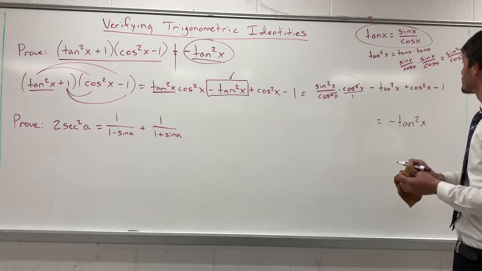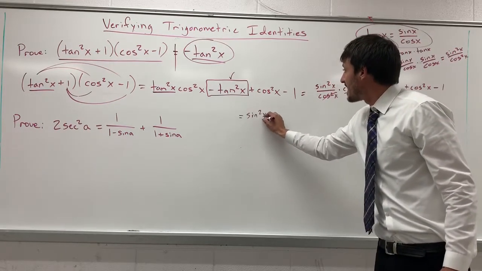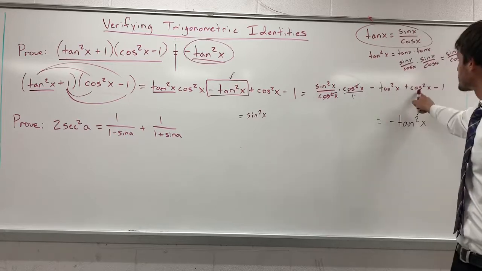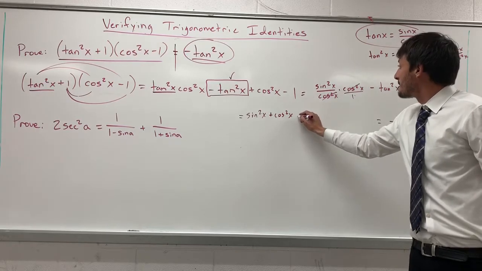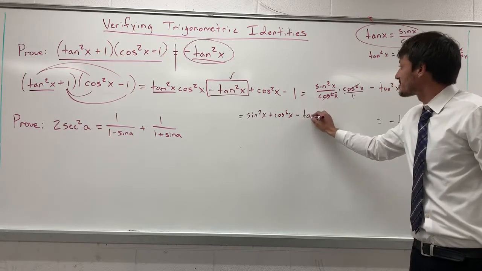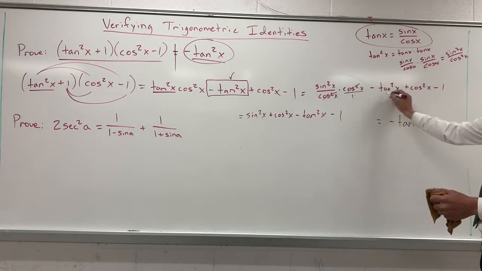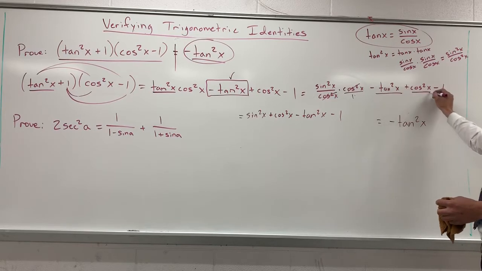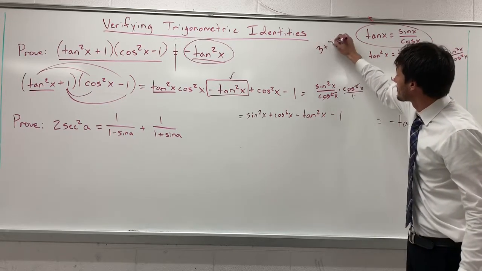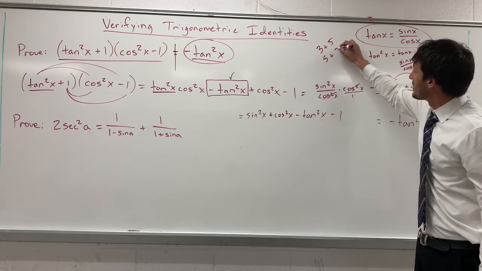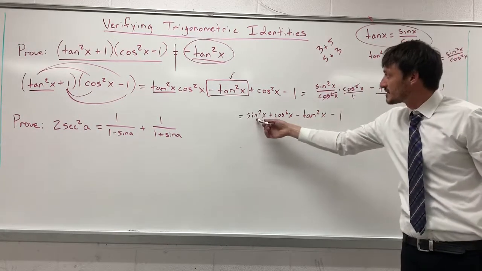Cosine squared cancels with cosine squared, and now we end up with the new form sine squared of x, and I'm going to move this cosine squared x over to the front, plus cosine squared x minus tangent squared x minus 1. All we did was take the negative tangent squared and the positive cosine squared and flip them around. Why can we do that? Because of commutativity of addition. If I have 3 plus 5, that's the same as 5 plus 3. So I can just move them. Also notice the cosine squareds canceled, leaving us with just the sine squared here.